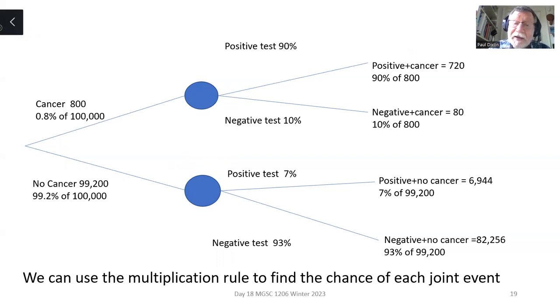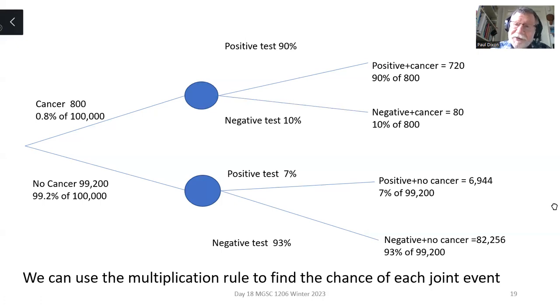And of the 99,200, 7% test positive. Pull out your calculator, you're going to need it for this. 7% of 99,200 is 6,944. And 93% is 82,256. You might have a sense of why they picked 100,000 women. They picked a big number so that they wouldn't have to look at decimals, so that they'd get answers that were whole people.